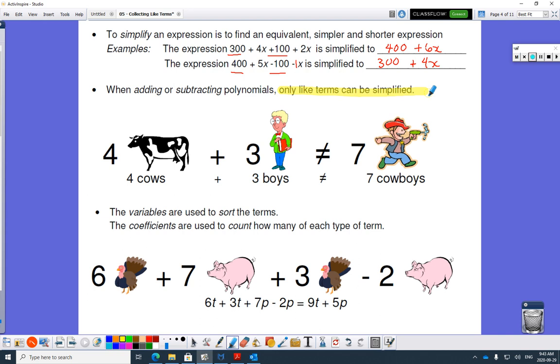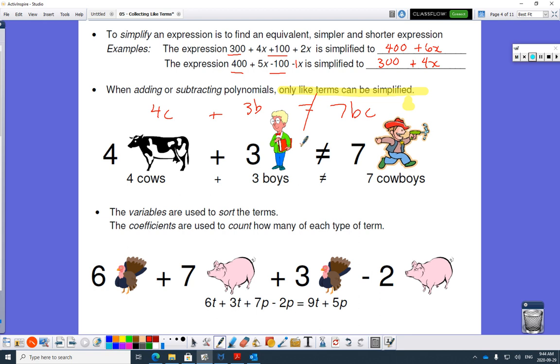And this example really helps to understand. If you have 4 cows plus 3 boys, you wouldn't then say you have 7 cowboys. You don't combine things like that. They have to be the same stuff. You can add cows with cows and boys with boys, but not cows with boys to get cowboys. It's not a perfect analogy, but it's sort of like this. You can't go 4C plus 3B and get 7BC. That's not a thing in math. They have to be the same stuff. Same variables, same exponents on those variables.